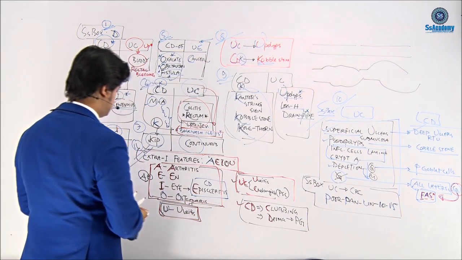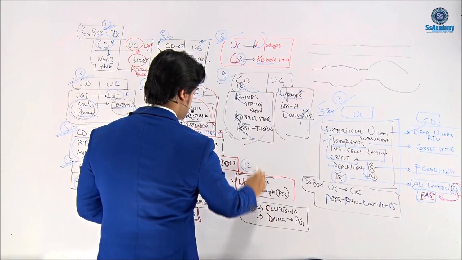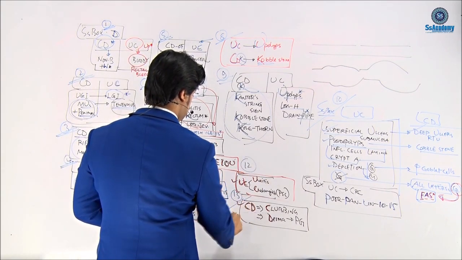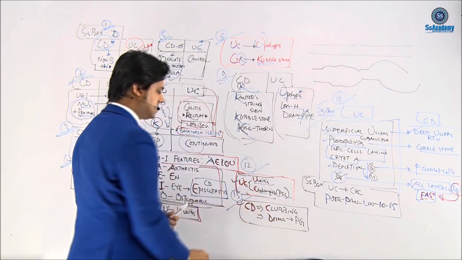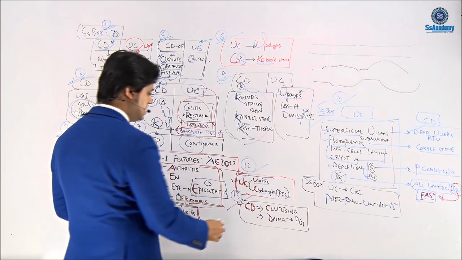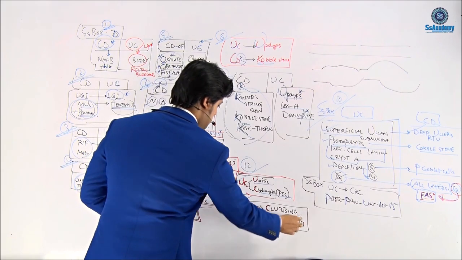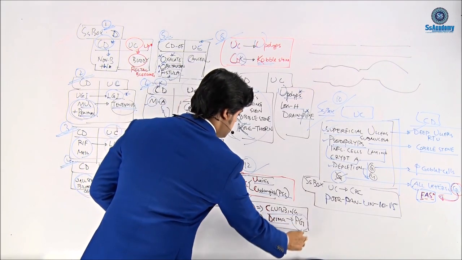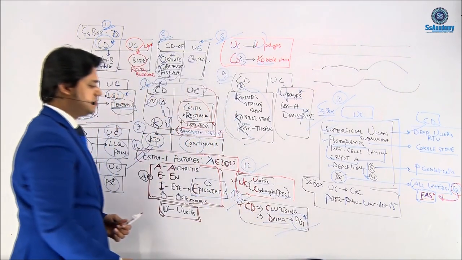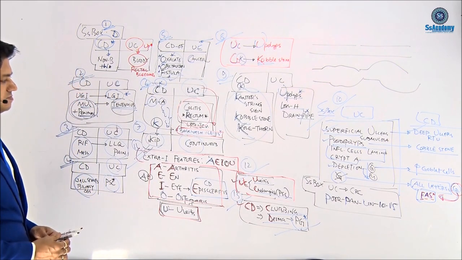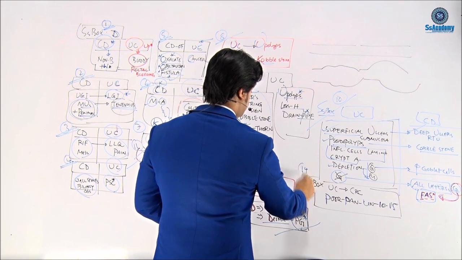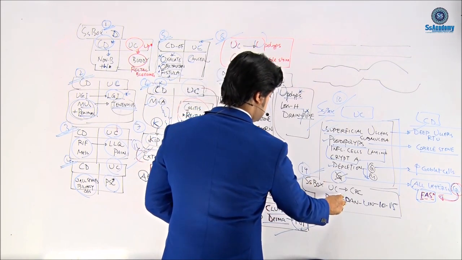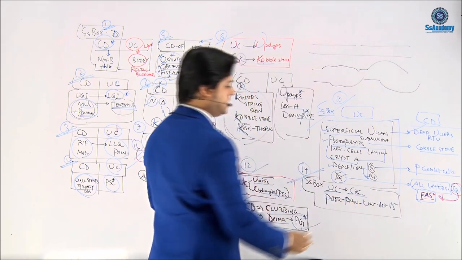We are writing other boxes, number 12 and 13. In UC, U for uveitis and C for cholangitis are more associated. In Crohn's disease, C for clubbing and D for derma, meaning pyoderma gangrenosum, are more associated. And last, number 14 box, that is the SS box: ulcerative colitis, colorectal cancer risk.